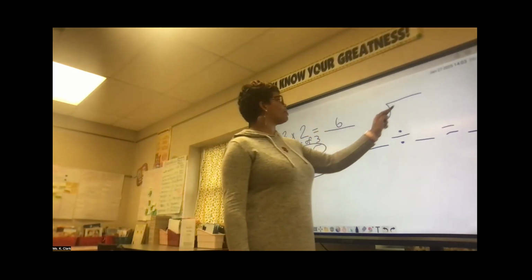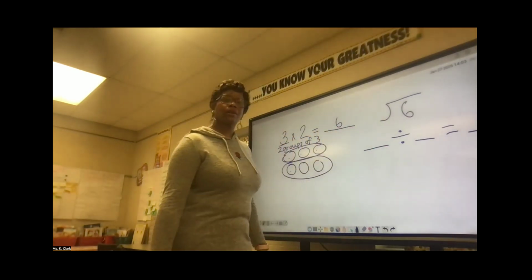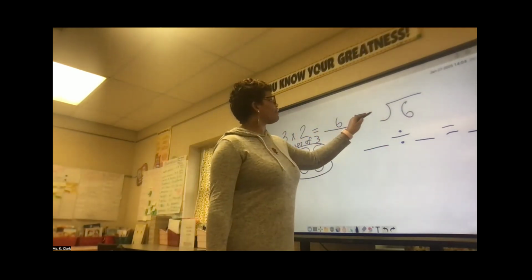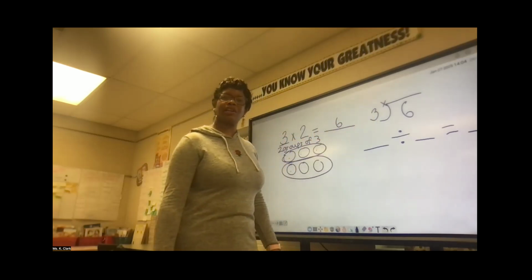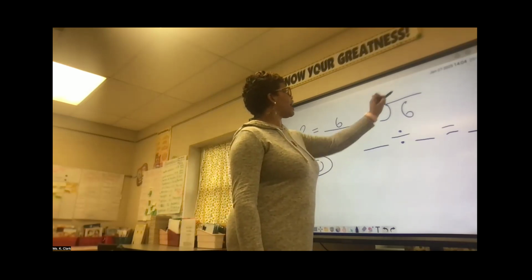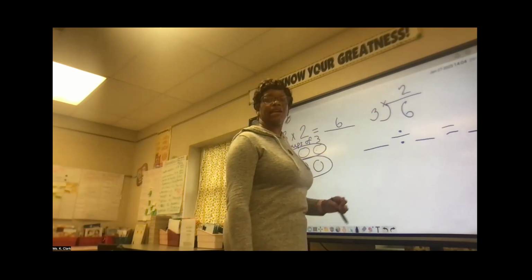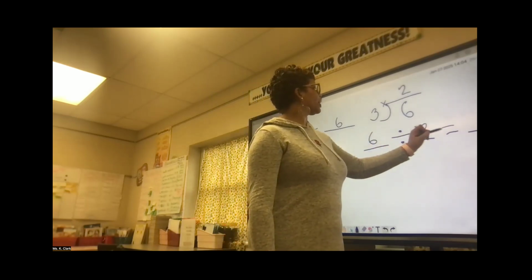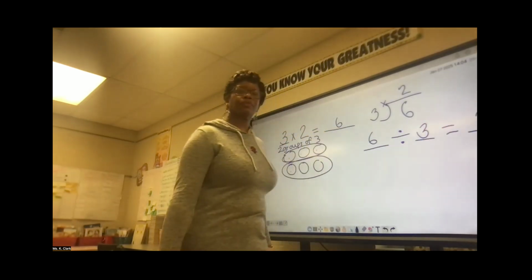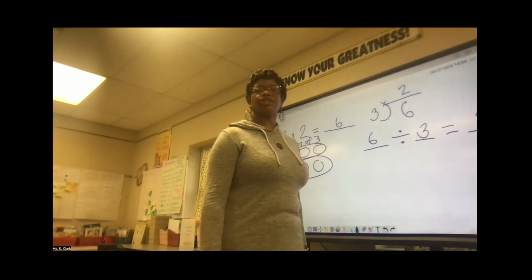Again, I come over here, I put my big number in the box, right? And then I can put my divisor here, 3. And then I'm looking for what times 3 is going to give me 6. 3 times 2 gives me 6. So again, I can put here 6 divided by 3 equals 2. All right, so my quotient is 2.